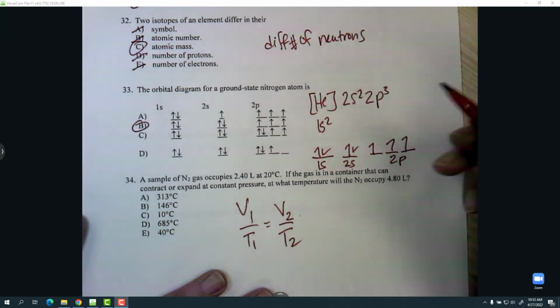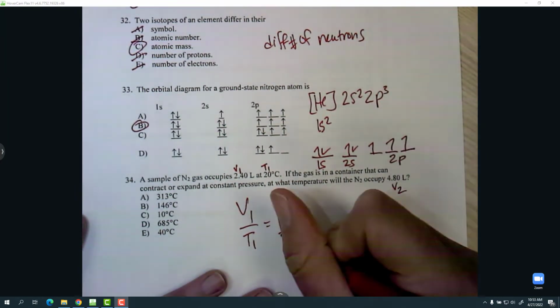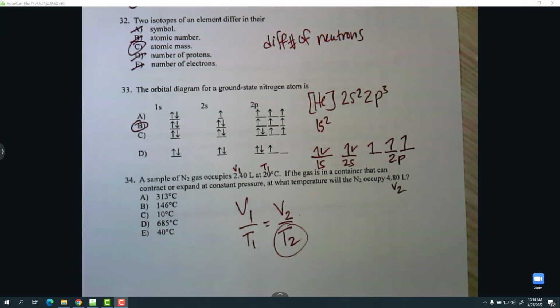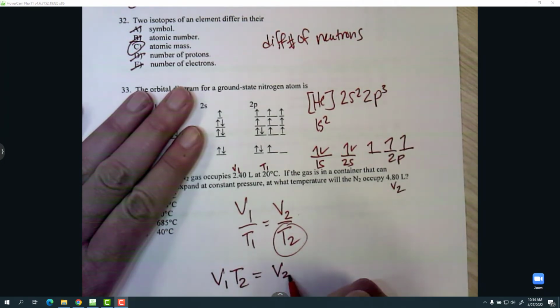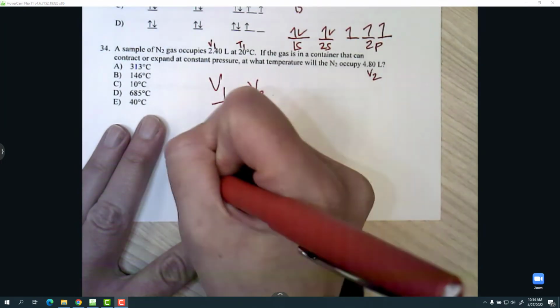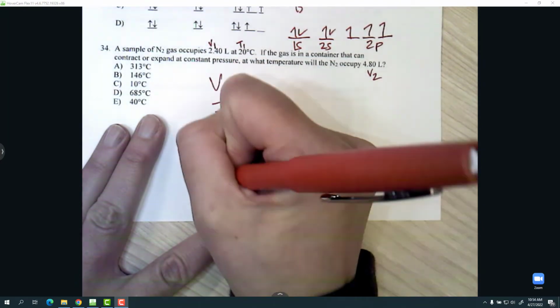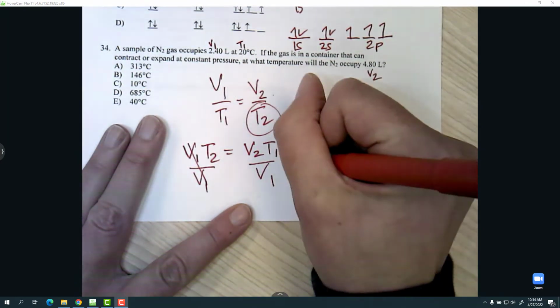And I have my two volumes, B1, T1, and B2, and I want to solve for T2. Remember that that means it has to be by itself, but also on top, so I'm going to cross multiply. So I get it all on one line, and then I can get T2 by itself. You can see they're all scrambled together. That's why I like to just have everything labeled up front.